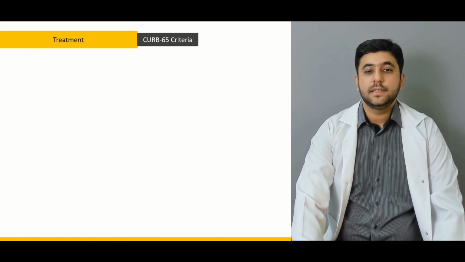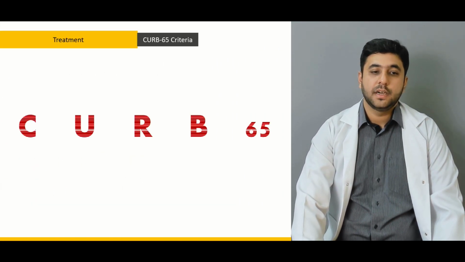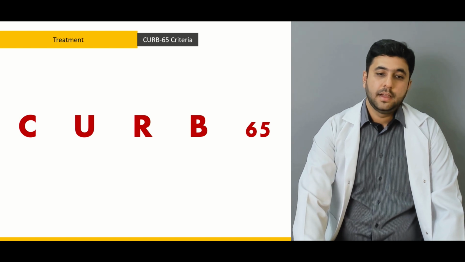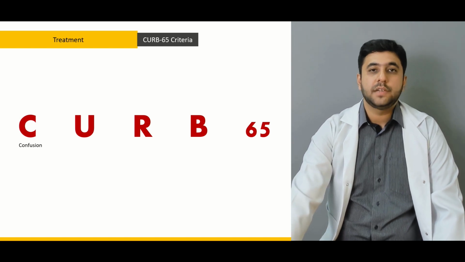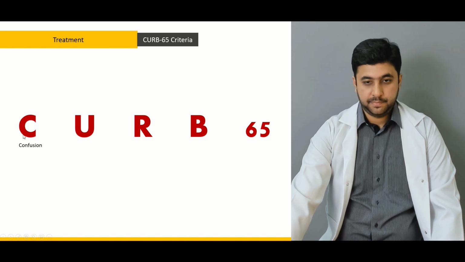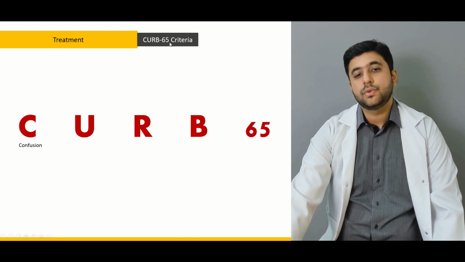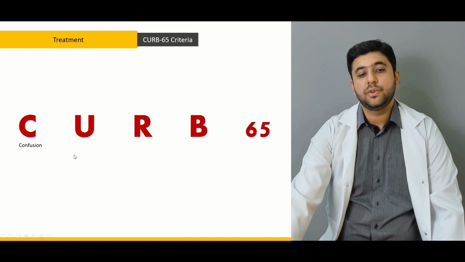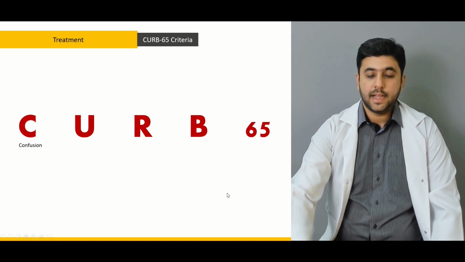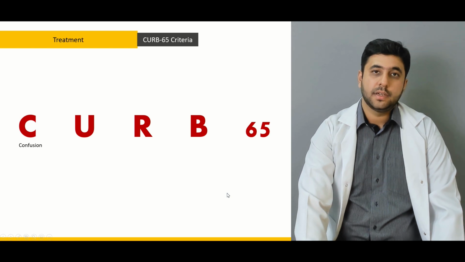The other criteria is the CURB-65 criteria. CURB is an abbreviation. Let's break it down. The C stands for confusion. In this scoring system, we score from 1 to 5. These are the 5 factors: C, U, R, B, and 65. Let's go into the details of what all these mean.